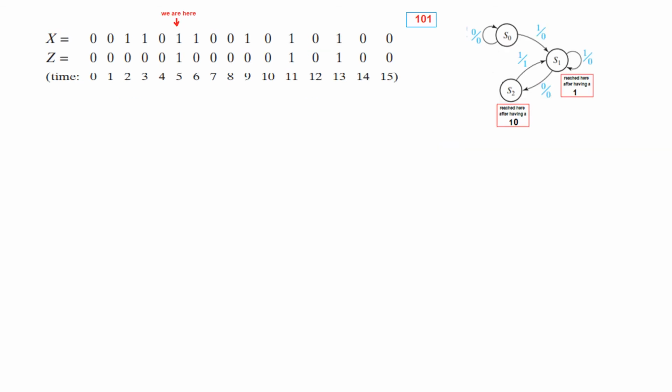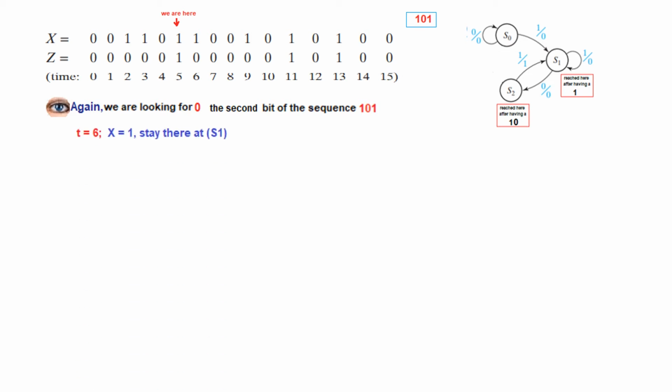So we are here, and now let's see what to do. We are again looking for a 0 because now the next sequence we are looking for. So next sequence we have already got a 1 here, so we are looking for a 0. But at t equal to 6 we have got a 1. So it's not what we were looking for. Therefore we stay there. So we're staying there again at S1.